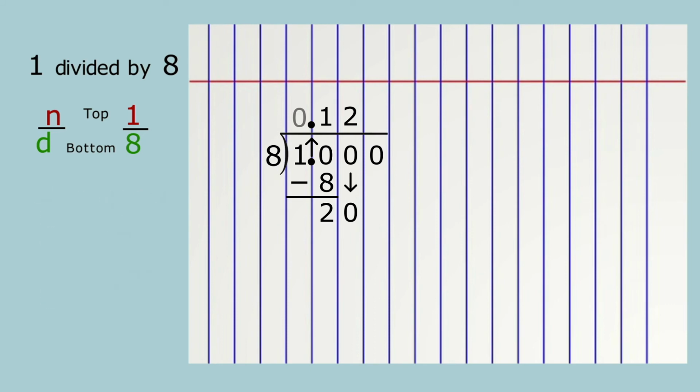Let's continue dividing. 8 goes into 20 2 times. 2/100ths times 8 is 16/100ths. 20/100ths minus 16/100ths is 4/100ths. Use an arrow to bring down the zero for the thousandths place. 40 thousandths divided by 8 is 5 thousandths, with nothing left over. 40 thousandths minus 40 thousandths is 0.